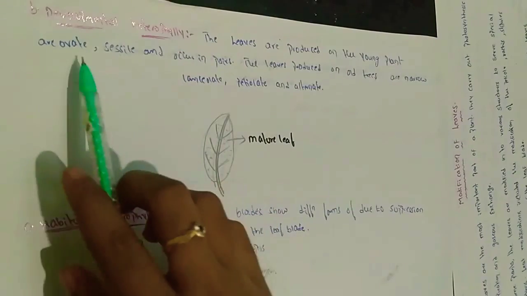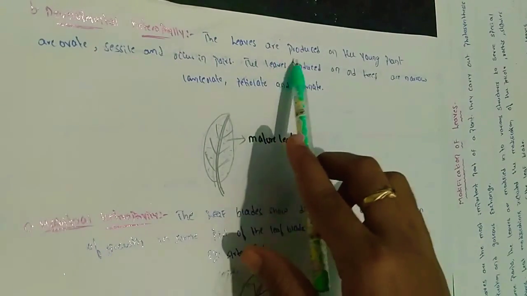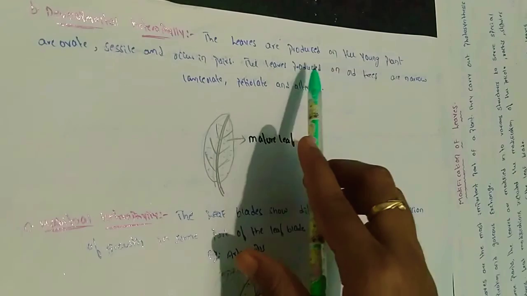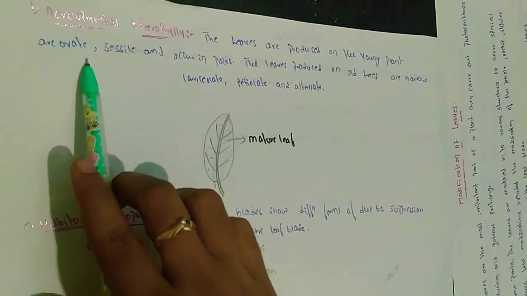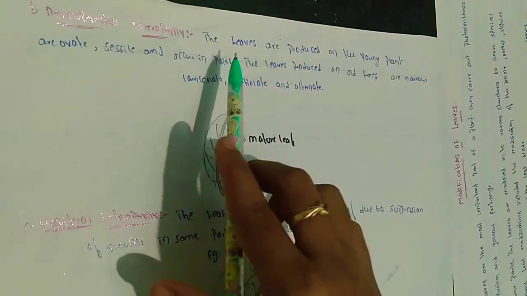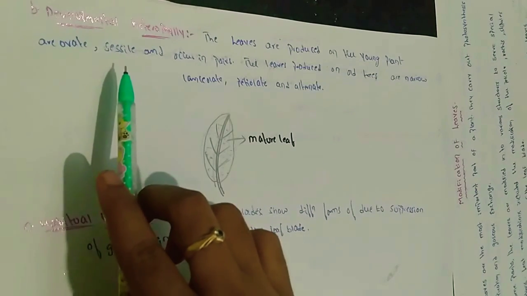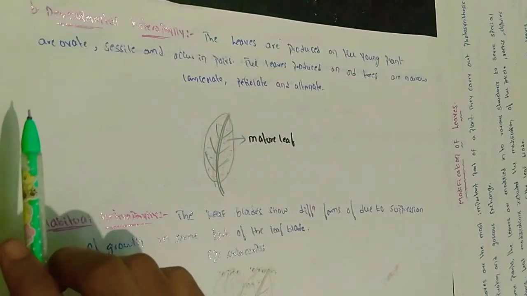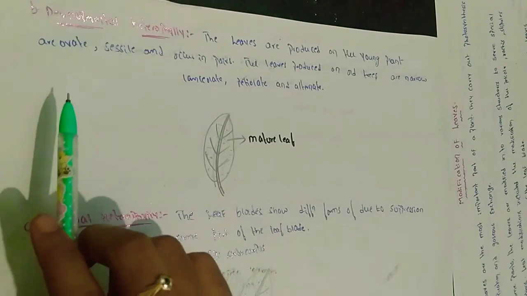Developmental heterophyly. The leaves produced on the young plant are ovate, oval in structure, sessile and occur in pairs. Sessile means attached directly by its base without a stalk.